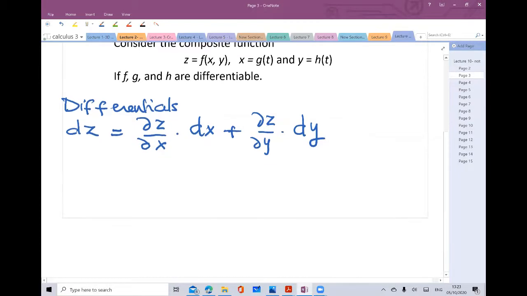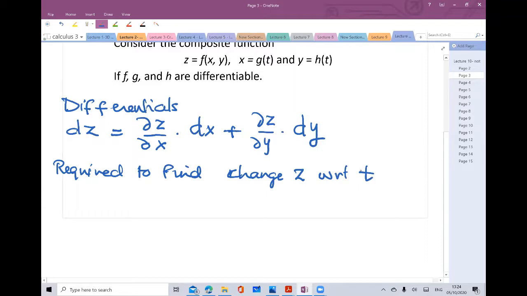Now, if I am required to find the change of the function z with respect to the independent variable t, actually, I am looking for the derivative dz by dt.